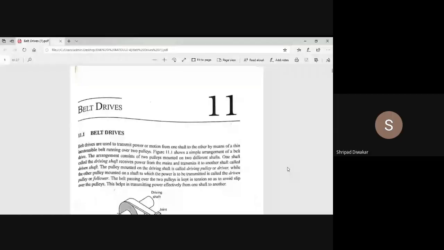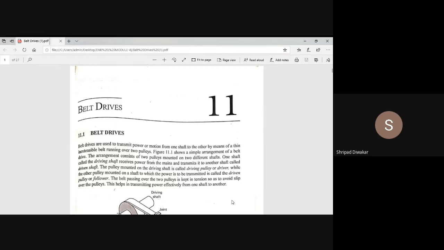Okay, are you able to see the contents on the screen? Are you seeing? Okay. Are you able to see the contents on the screen, guys? Any doubts? Yes, sir. Good. Okay, I'll proceed.